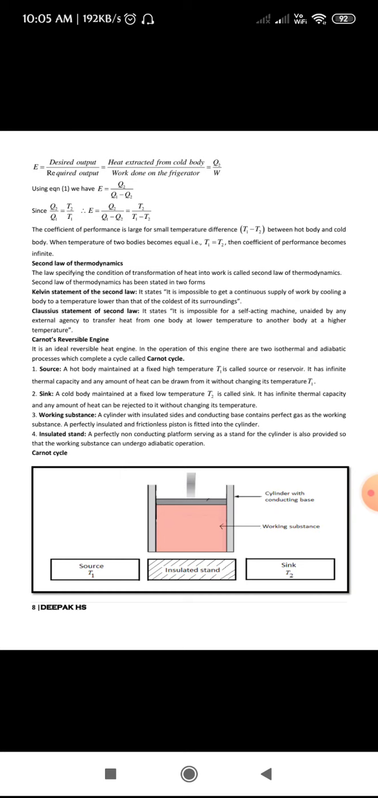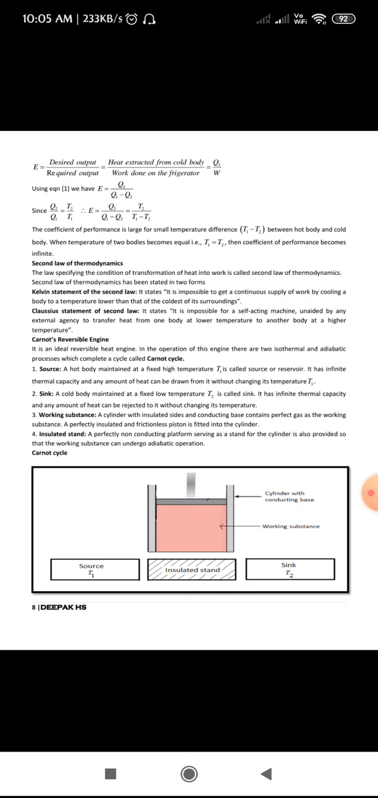In this operation, the engine undergoes isothermal and adiabatic processes. I think now you are aware of these isothermal and adiabatic processes, right? In the isothermal process, the exchange of heat is allowed between the system and the surroundings, and the walls of the cylinder are perfectly conducting. Coming to adiabatic, the walls of the cylinder are perfectly insulated, and no heat is exchanged between the system and the surroundings.